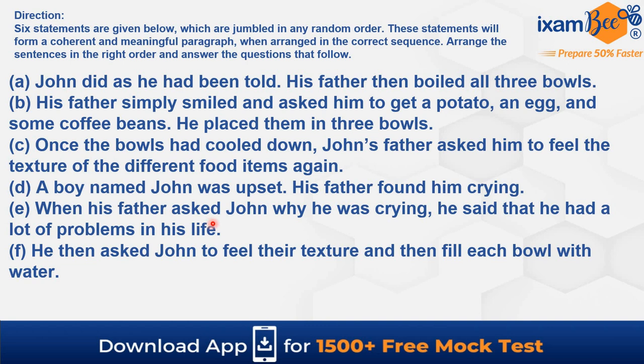Now we see the next sentence. If you look at B here, okay, see, in E, he told his father the reason. So what should follow? The father's reaction, right? What did the father do or say actually? So his father simply smiled and asked him to get a potato, an egg, and some coffee beans. He placed them in 3 bowls. So his father smiled, and he asked him to do a certain task. Then he asked him to bring some potato, egg and coffee beans, and then asked him to place them in 3 different bowls, right? So this will be our third sentence here.